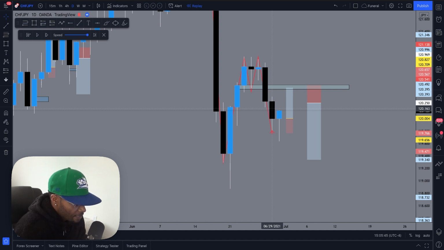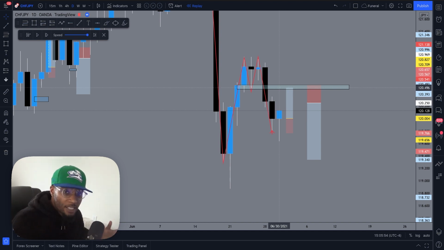And after I can see what they all chose to do, which was buy this market, I can see now that the retracement back to this level could possibly be on its way. And that's all from the daily time frame.